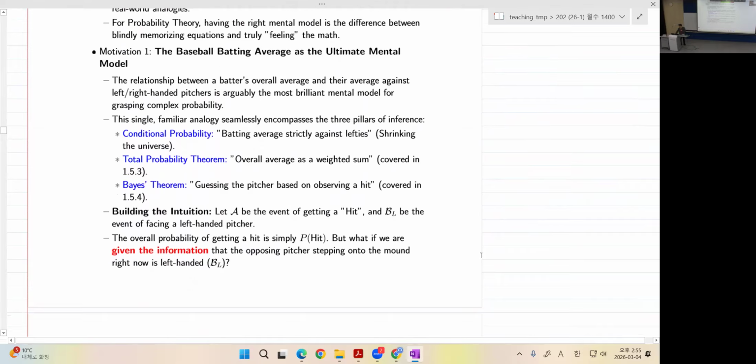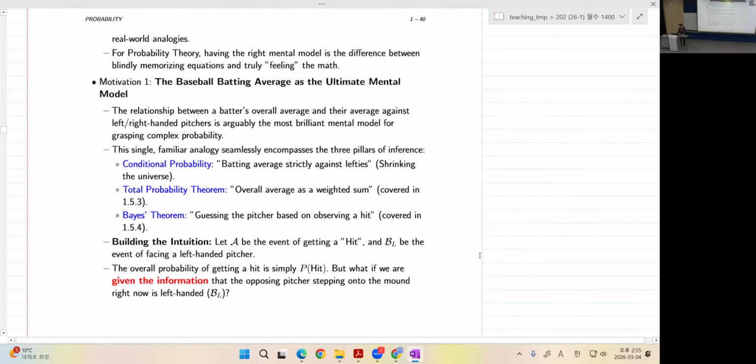Here goes the idea of conditional probability. Some of you are baseball fans, right? In baseball, the regular season will open in a month. I am really a fan of the Lotte Giants, and I still remember our team won the Korean Series in 1984 and 1992, and lost the Korean Series in 1995 and 1999.